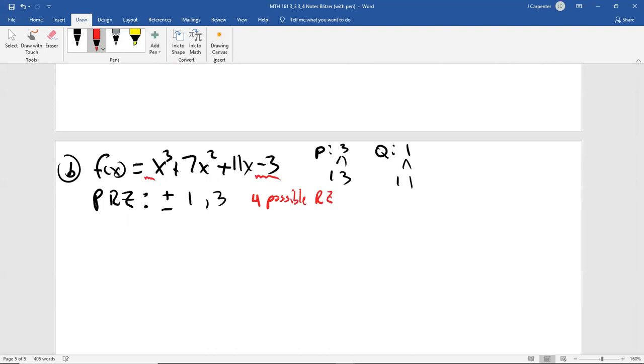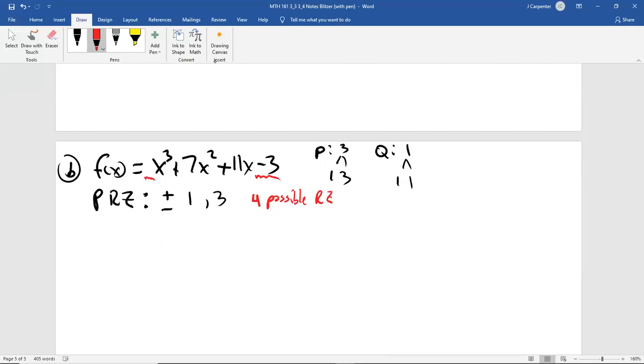Now again, I'm not saying there's only 4 possible solutions. I'm saying there's only 4 possible rational solutions. Fractions and whole numbers. There could be others that are involving square roots. There could be others involving imaginary numbers, which are inherently square roots, which is why they're called irrational.